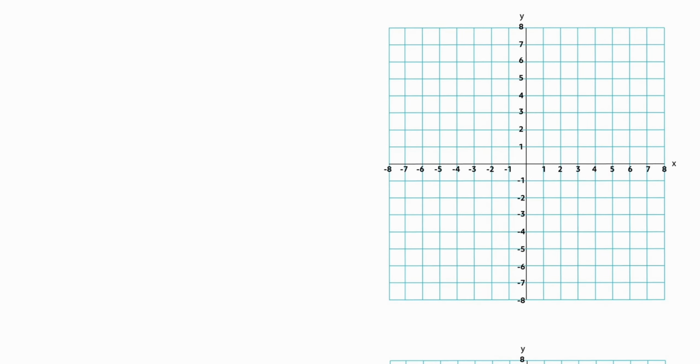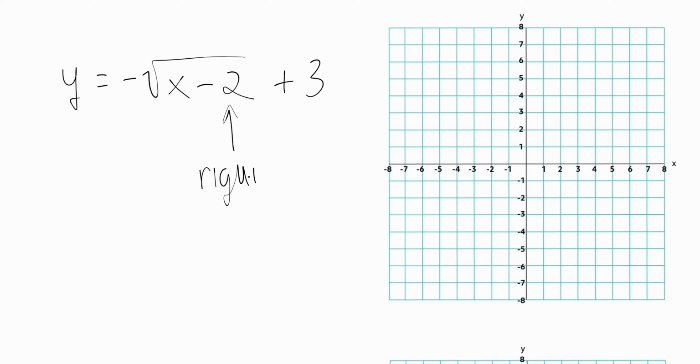Let's take a look at another one. This time, let's put in some transformations. We have the square root function y equals negative root x minus 2 plus 3. In your previous experiences, you know that changing the inside of the argument of the function, so changing the inside of the square root, is going to move our graph right 2 units. The plus 3 at the end is going to move us up 3 units, and as always, when we change the sign in front of the function, this is where we're going to get a reflection over the x-axis.